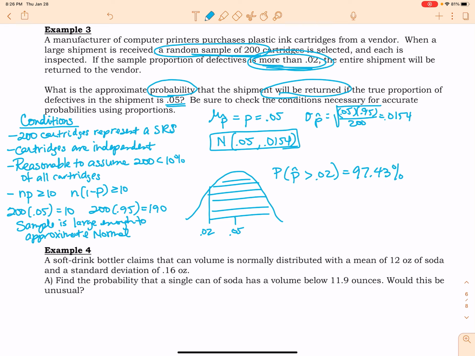97.43%, which stands to reason that the probability would be that high that you would reject the shipment, because if in actuality 5% of them are defective, it makes sense that the probability is high. So you're welcome.